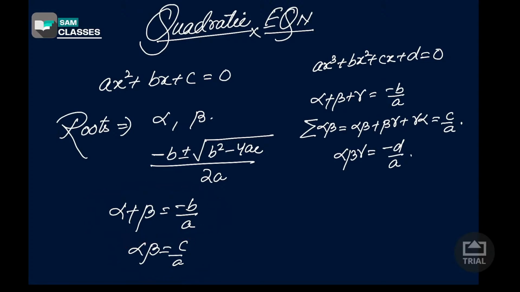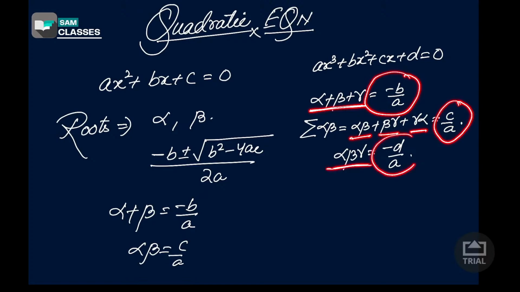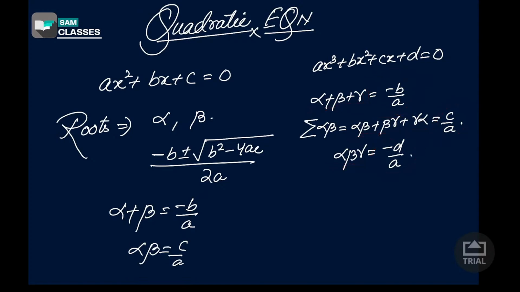For a cubic, alpha plus beta plus gamma is equal to minus b by a. Alpha beta plus beta gamma plus gamma alpha is equal to c by a. Alpha beta gamma is equal to minus d by a. Do you want me to explain in detail or you all know it? This quadratic equation which you have done in class 10th, you all know it or you want me to explain it? Do tell me fast.